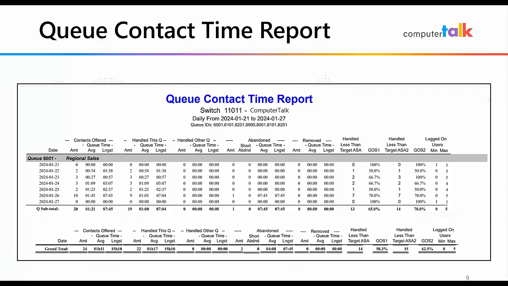So in this example, for the dates of January 21 to 27, on January 26th, the regional sales queue was offered 10 contacts in queue, 9 were handled, 1 was abandoned, and 0 were removed.